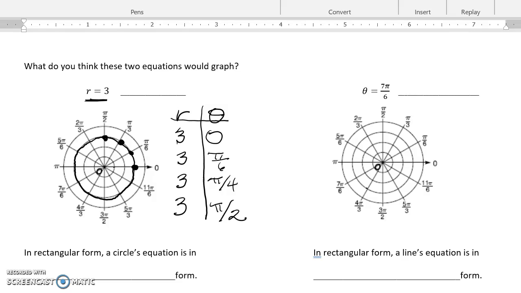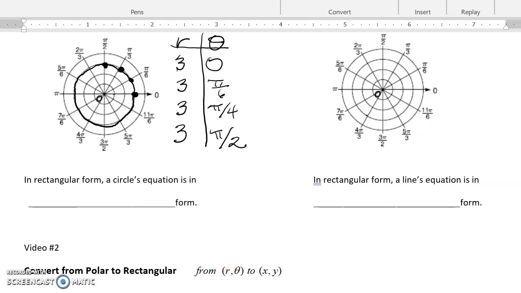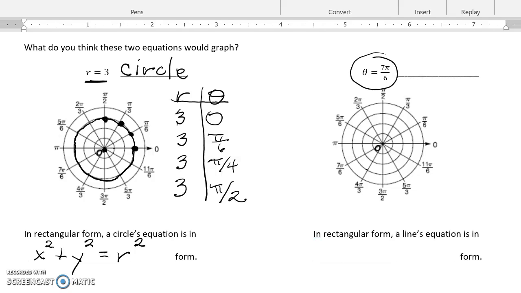There you go. What would we get? What would they make? All of these points make a circle. And we know in rectangular form, a circle's equation centered at the origin is x squared plus y squared equals radius squared. Alrighty, let's take a look at this one. This one says all of my thetas are 7 pi over 6. So in other words, doesn't matter what my radius is, but all of my thetas are 7 pi over 6.